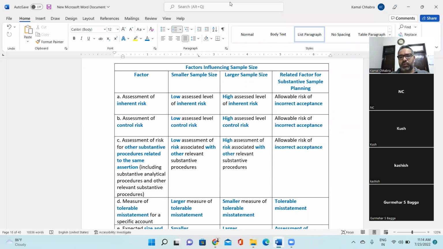This is how the table looks and the objective of this table. Yes, sir. Second is control risk.